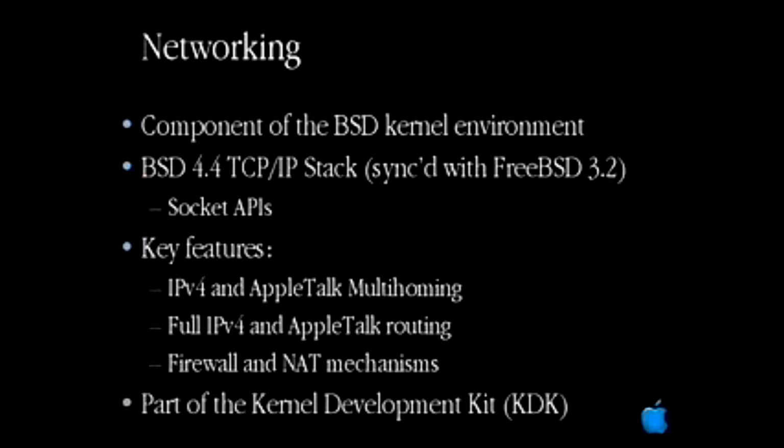It should also be noted that the APIs for dealing with networking in macOS 10 are socket APIs. There is an OT library specifically for IP that can be used for Carbon applications, but the low-level services and APIs for networking are sockets. Key features of networking for macOS 10 are IPv4 and AppleTalk, multi-homing, routing services, and things like firewall and NAT, which are all core services within the networking services.